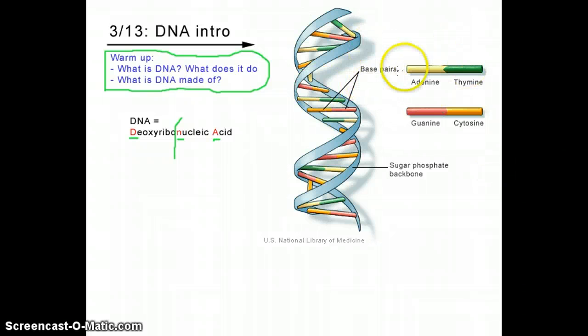On the inside, you have base pairs. Those are adenine, thymine, guanine, cytosine. I apologize in advance for my terrible circling skills. And those base pairs are in the middle. If you notice, DNA kind of looks like a ladder that you twisted. So the rungs of the ladder would be the base pairs. And the outside of the ladder would be this. It's called the sugar phosphate backbone. Sometimes it's just called the backbone.